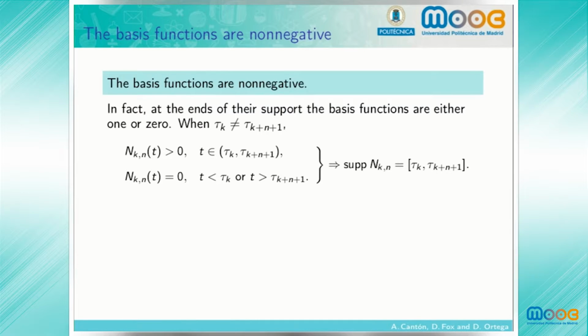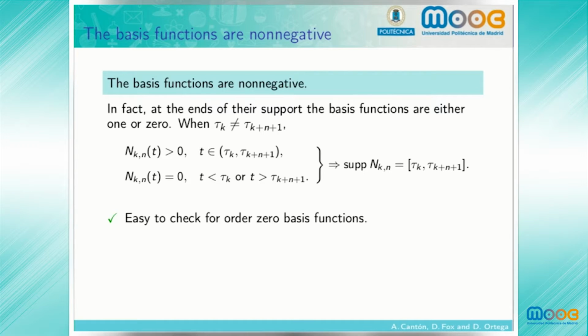The basis functions have a number of interesting properties. First, the basis functions are non-negative. In fact, at the ends of their support, the basis functions are either 1 or 0. For a basis function supported between tau sub k and tau sub k plus n plus 1, a basis function of order n, it's positive for t that runs between tau sub k and tau sub k plus n plus 1, and 0 otherwise.